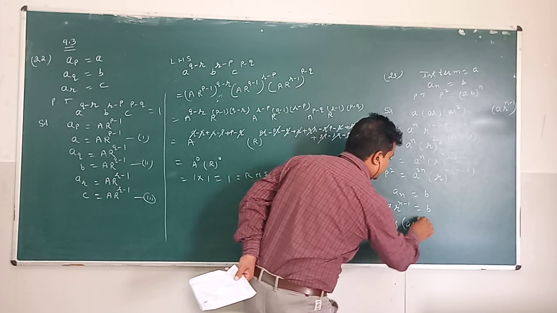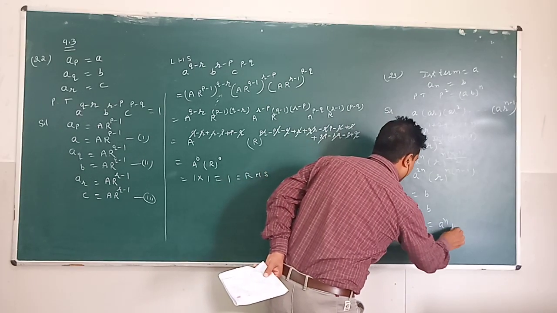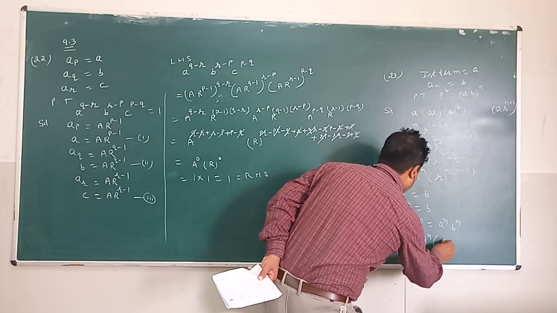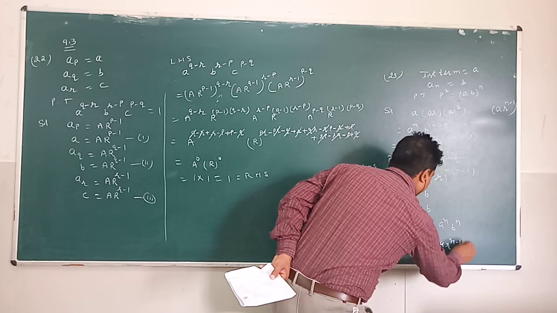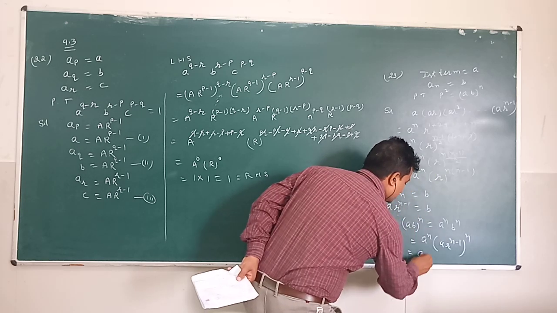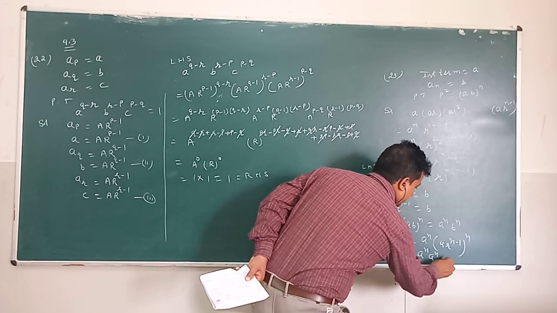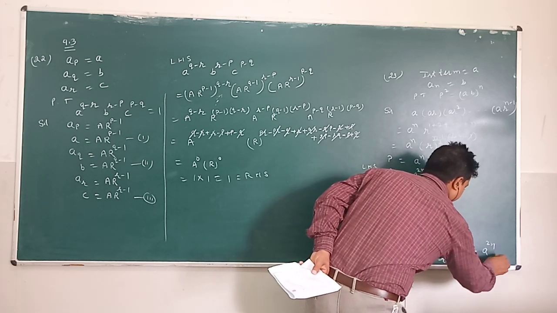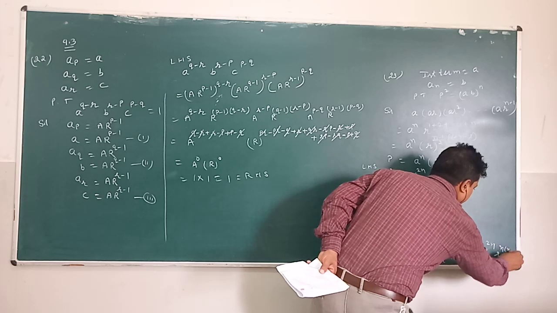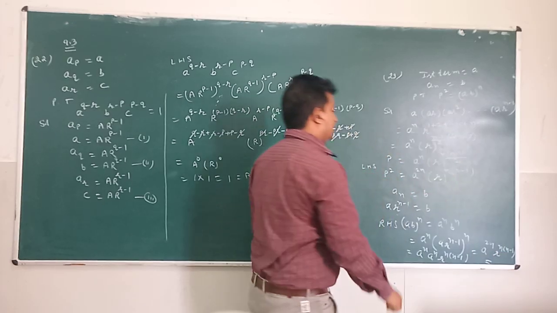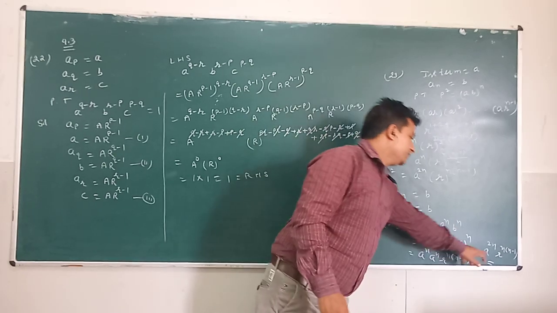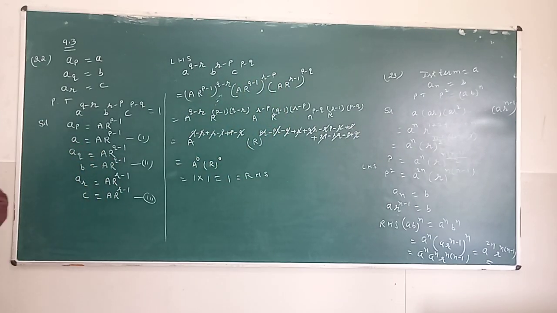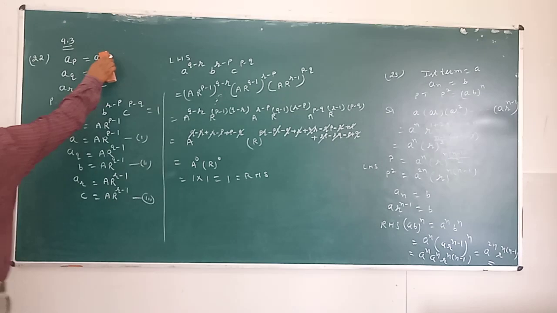Now we put this in the right hand side, (ab)^n, which is a^n b^n. Put the value of b^n, that is (ar^(n−1))^n. So this is a^(2n) r^(n(n−1)). This is the right hand side. So left hand side equals right hand side. This is the solution of question number 23.